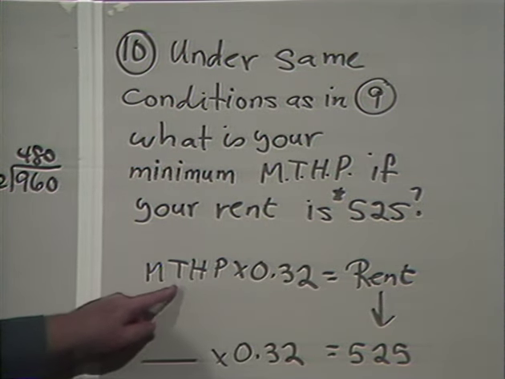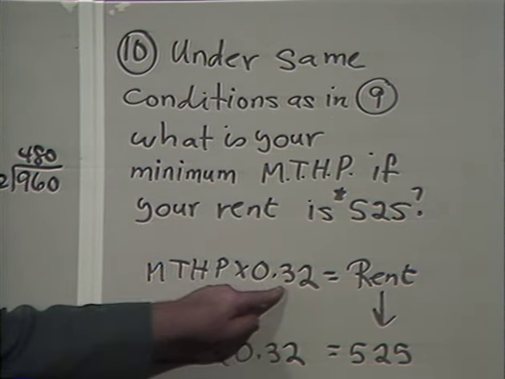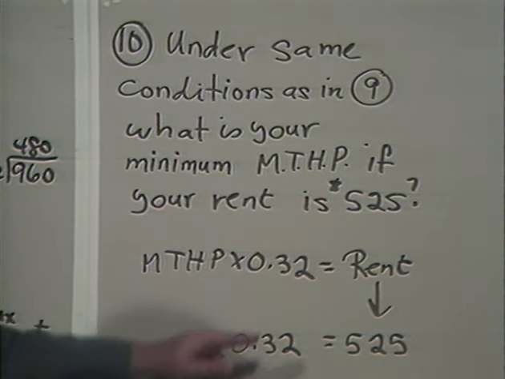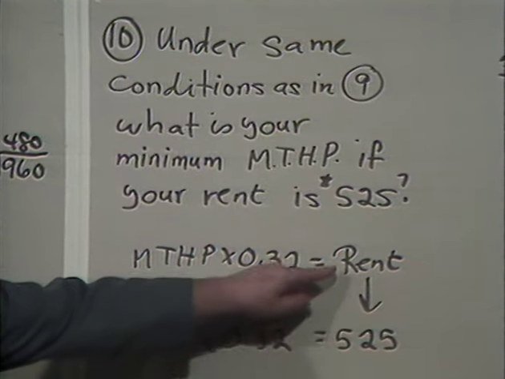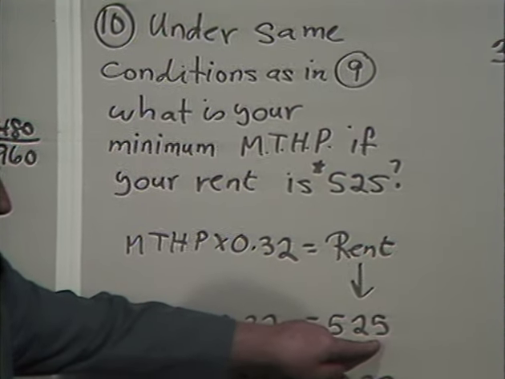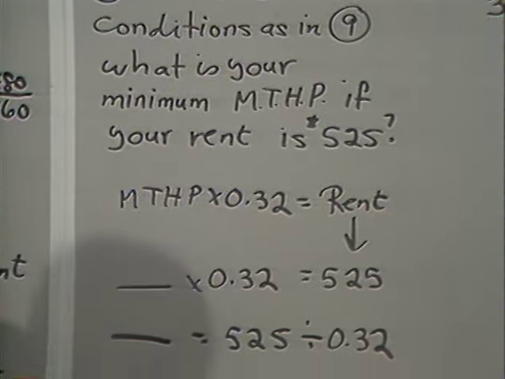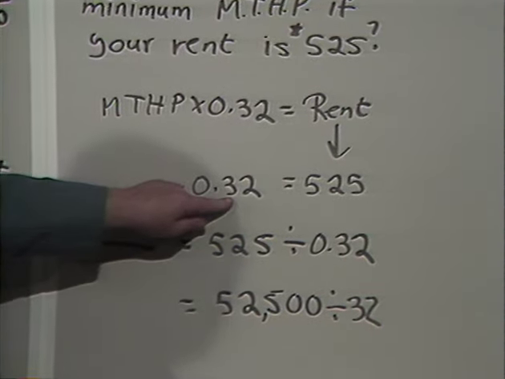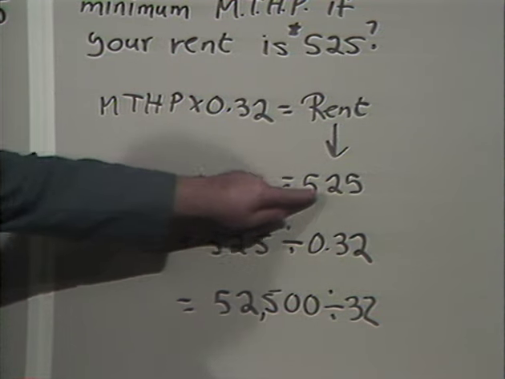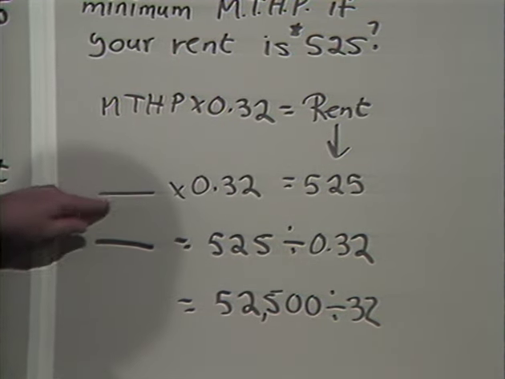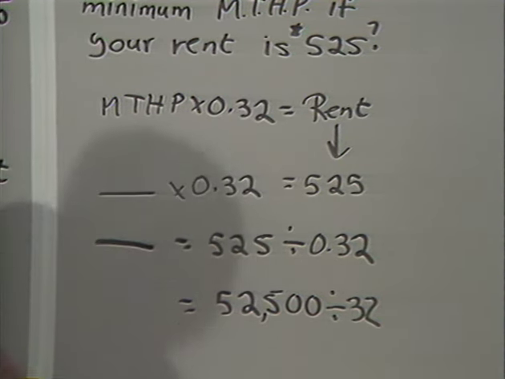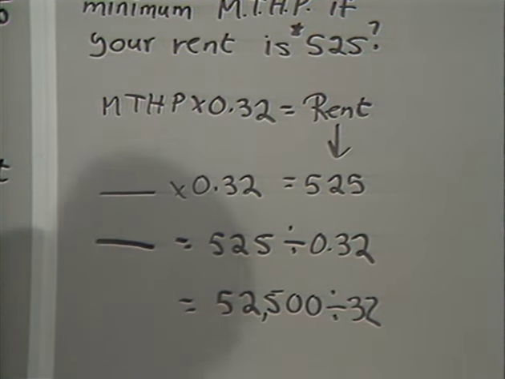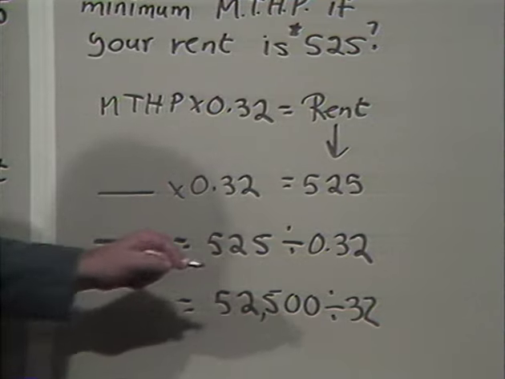See, the formula is the same. 32% of your monthly take-home pay is going to be the rent. What's changed over here is that it's the rent that's given as $525, not the monthly take-home pay. So the monthly take-home pay is still unknown. You're still multiplying by 0.32. The rent is $525. So if blank times 0.32 is $525, blank itself must be $525 divided by 0.32. How do we do this problem?